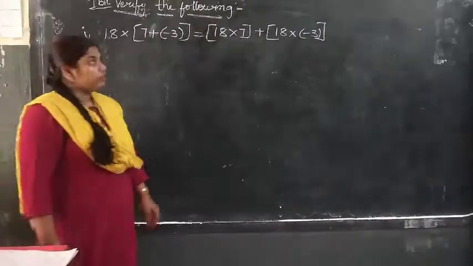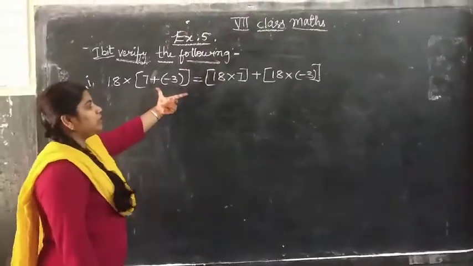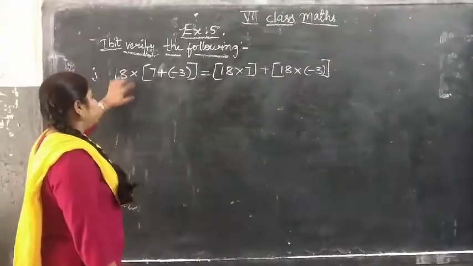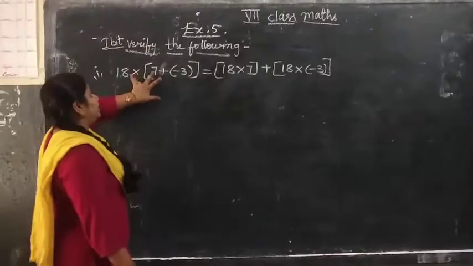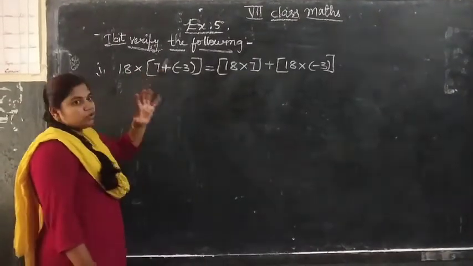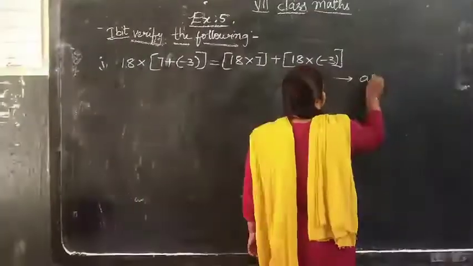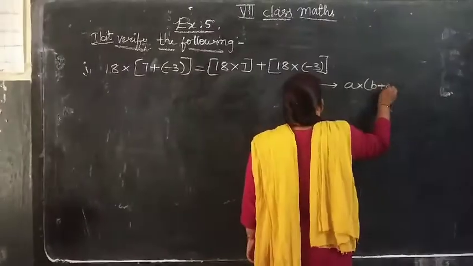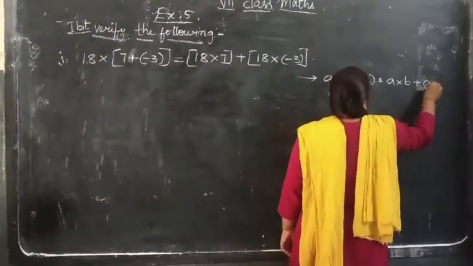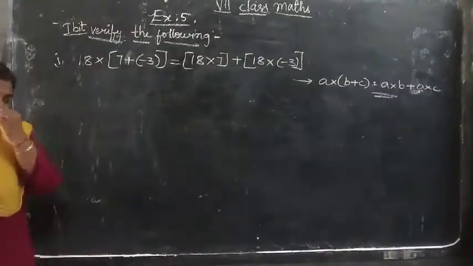So now we have to solve this problem by using one property. Which property can we use here? We can use the distributive property. Why are we using the distributive property here? We are seeing two signs together here. In this property we have a multiplication sign and also an addition sign. So which property will we use? A into B plus C is equal to A into B plus A into C. So by using this distributive property we are going to solve this problem.